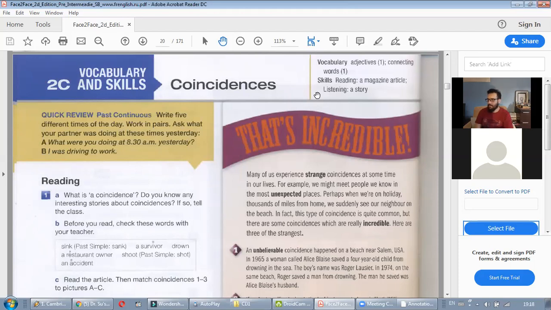In this lesson, we will talk a little bit about a few adjectives, some connecting words, and we will do some reading. So let's start with the first question. What is a coincidence? Do you know any interesting stories about coincidences? And if so, tell the class. Okay, can you tell us, Mohammed, if you know any interesting coincidences? Something maybe that's strange or maybe a little abnormal. Can you tell us?